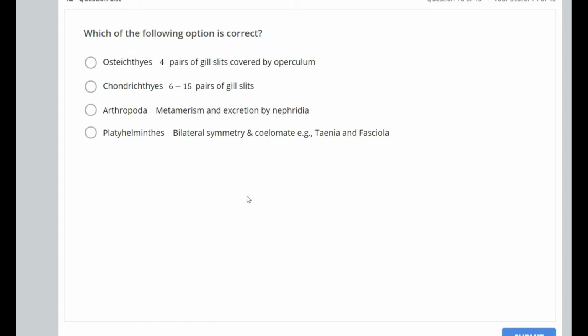Which of the following options is correct? Osteichthyes, 4 pairs of gill slits, they are covered by operculum. Chondrichthyes, 6 to 15 pairs of gill slits. Arthropoda, metamerism and excretion by nephridia. Platyhelminthes, they have bilateral symmetry and coelomate. Example, Taenia and Fasciola. Which is the right option? Option A is the right answer.